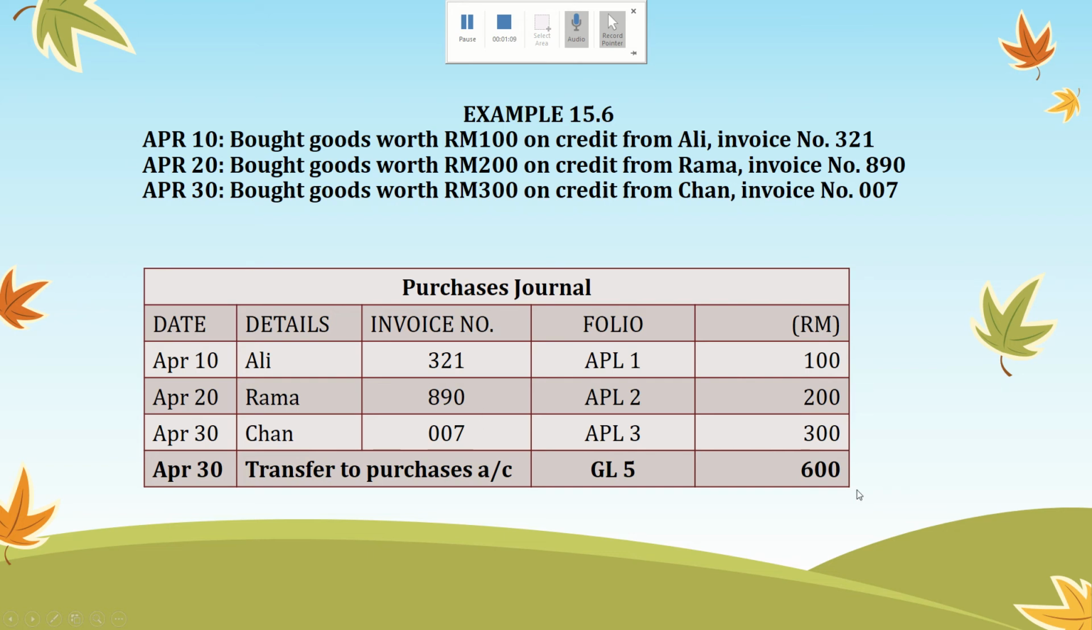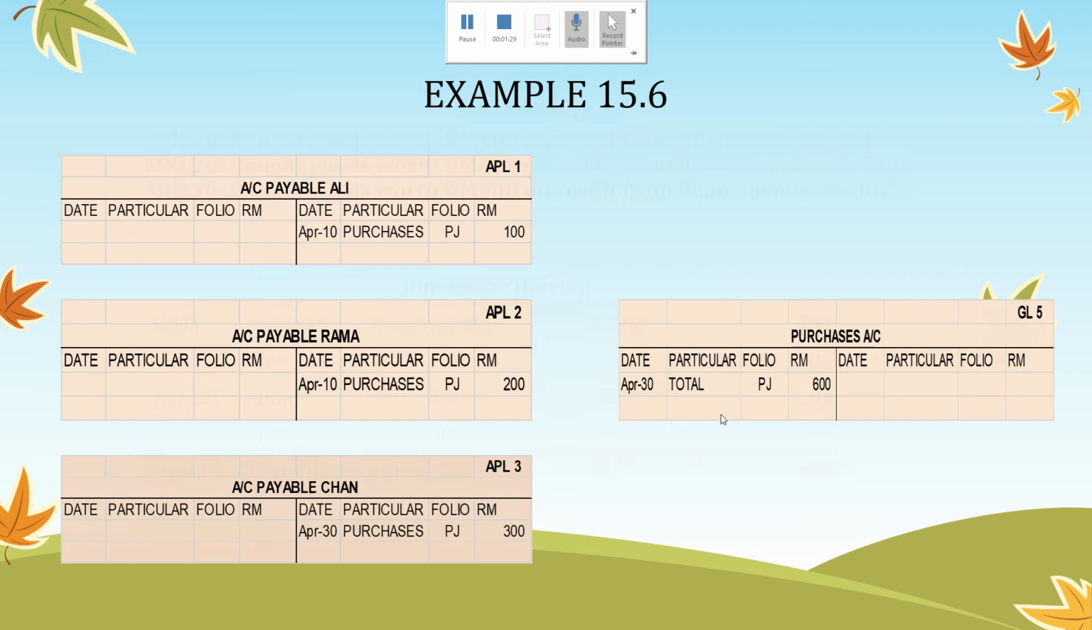The total amount of credit purchases is equal to 600 ringgit, and this total credit purchase will be transferred to the purchase account in General Ledger 5. For Ali, Rama and Chan, the amount will be recorded in the account payable ledger as follows. Account payable Ali, credit 100 ringgit. Account payable Rama, credit 200 ringgit. Account payable Chan, credit 300 ringgit.